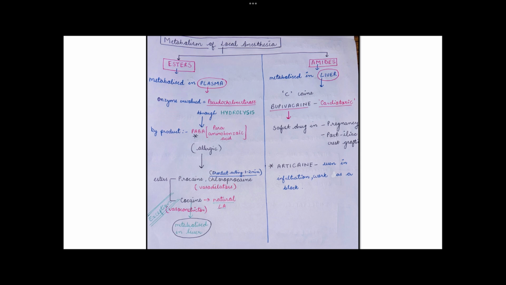Bupivacaine is very cardiotoxic. So the examiner can ask, can you name any LA which is cardiotoxic? You are supposed to say bupivacaine, and bupivacaine is a drug which is safer in pregnancy and post iliac crest grafting. Okay, and now see articaine. Even in case of infiltration, it can work as a block. Okay, so this is all about metabolism of LA.